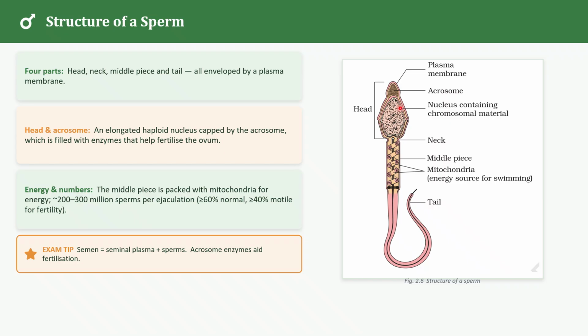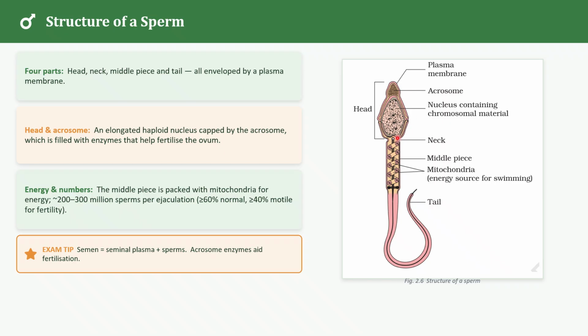The head contains the haploid nucleus. So this is a nucleus, haploid nucleus. It is covered by the acrosome. And this acrosome contains enzymes that help the sperm to penetrate the ovum. What does it contain, children? It contains the enzymes which help the sperm to penetrate the ovum.